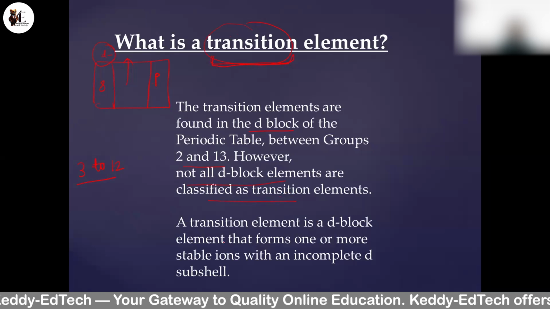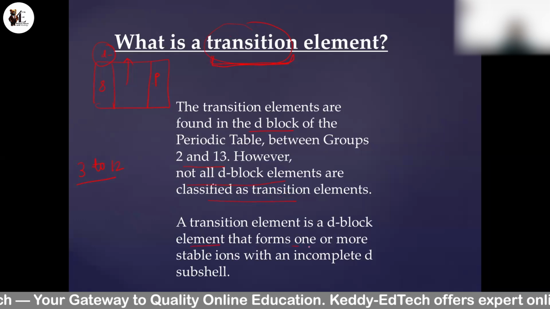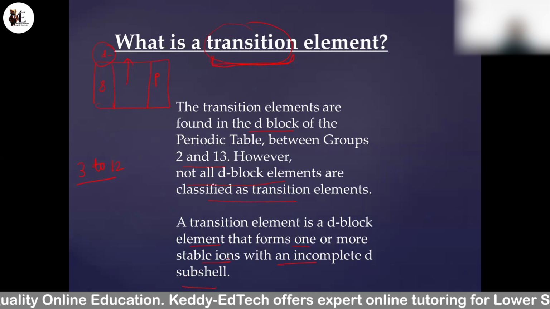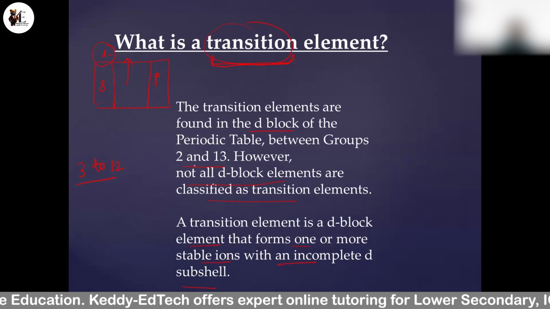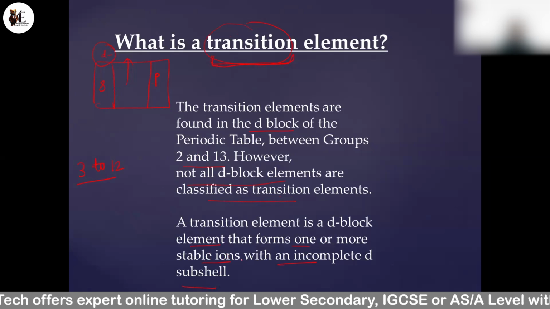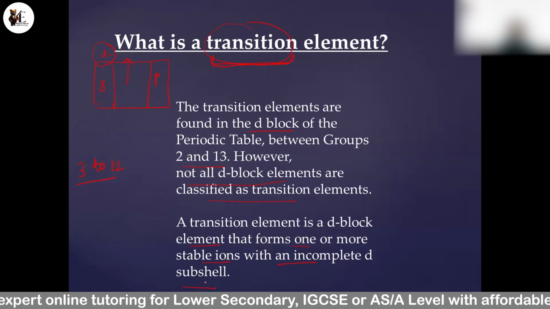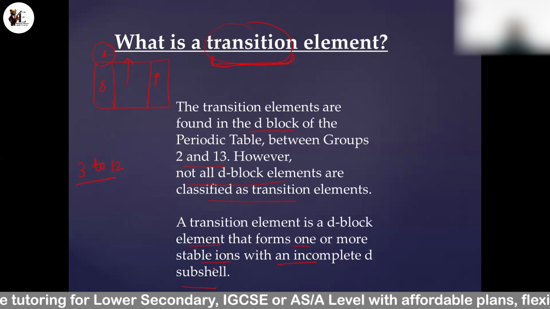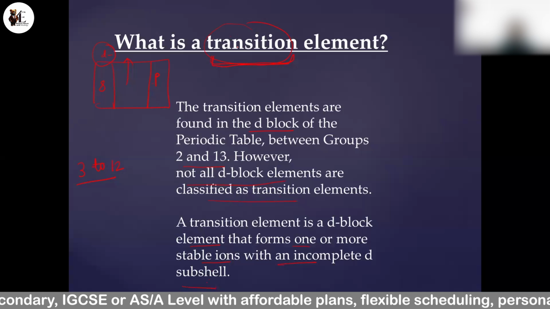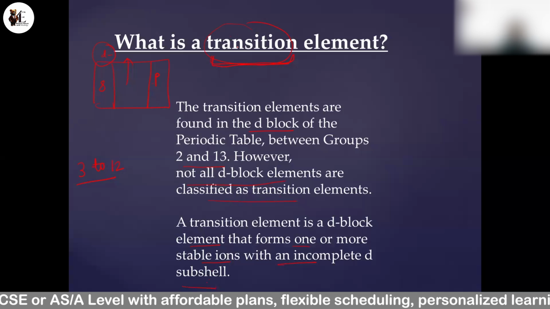Okay? A transition element is a D block element that forms one or more stable ions with an incomplete D subshell. So what is a transition element? It is actually a D block element which forms one or more stable ions with an incomplete D subshell. So some have a complete D subshell, so they are not your transition elements. So we'll see the exceptions. First write it down.